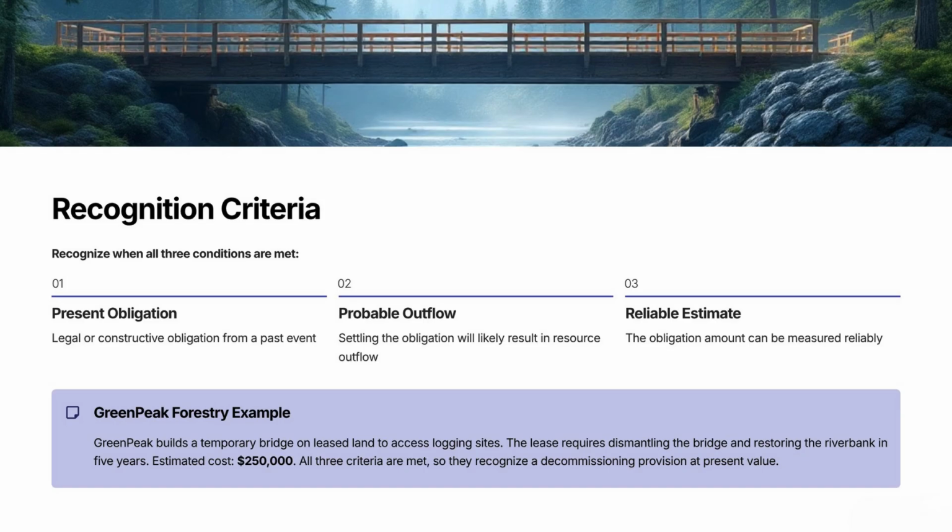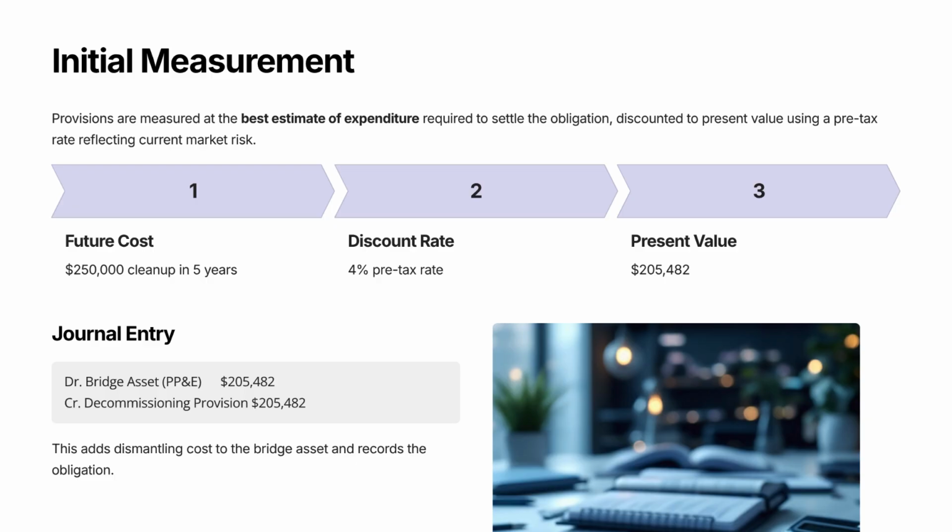So, Green Peak Forestry recognizes a decommissioning provision, recorded at its present value, and adds that amount to the cost of the bridge asset. Now that we've established when to recognize it, let's move into how to measure it initially. Decommissioning provisions are initially measured at the best estimate of the expenditure required to settle the obligation, discounted to present value using a pre-tax rate that reflects current market risk. For example, Green Peak Forestry estimates the future cleanup cost at $250,000, expected to be paid in 5 years, and the company's pre-tax rate is 4%.